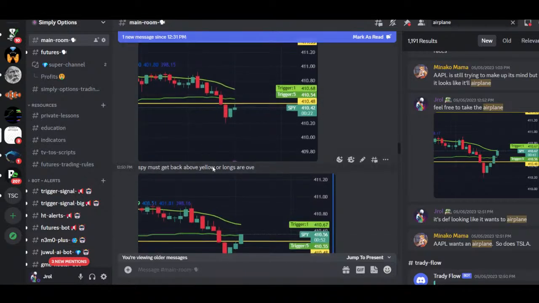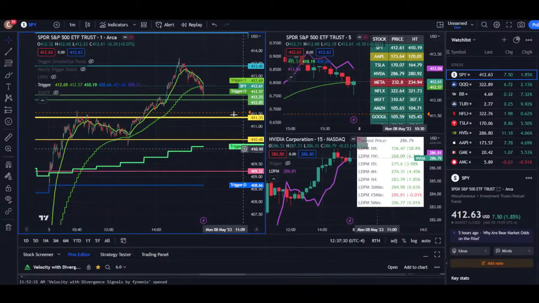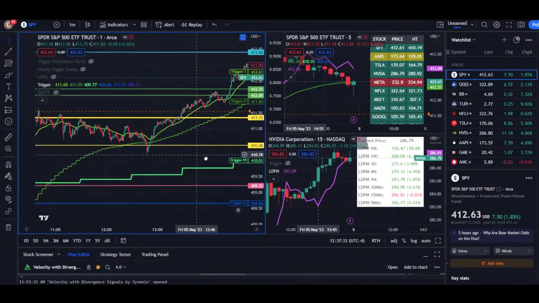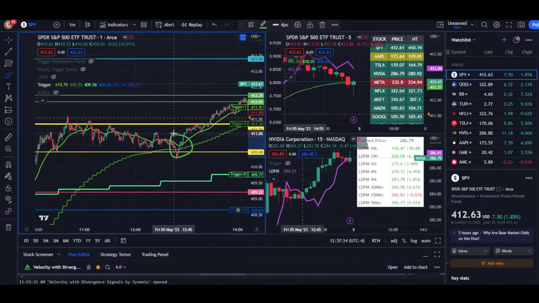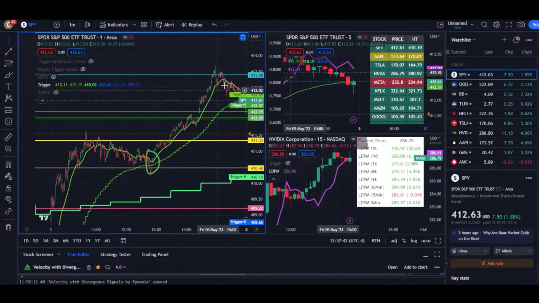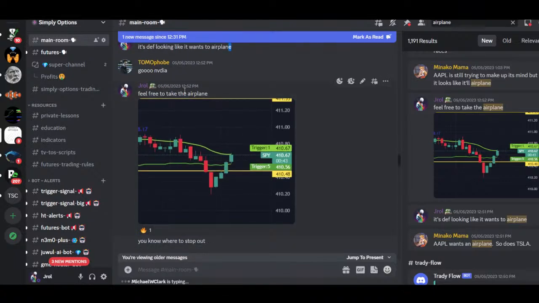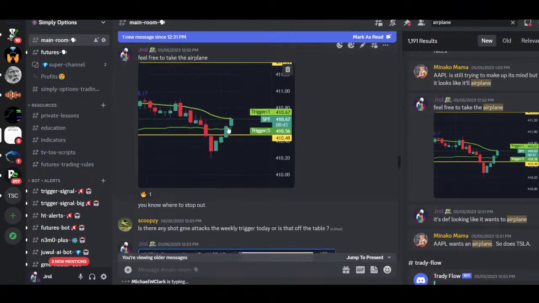I wrote SPY, it looks like it wants the airplane. Airplane is when this 1 minute trigger right here comes down to the 5, and then price moves back above both of them, like this. You guys could see the 1 minute trigger over here come down to the 5, and then price moves through it. That leads to spicy, explosive moves higher. We catch these all the time. So you can see I wrote, it definitely looks like it wants the airplane, and then I wrote, feel free to take the airplane as soon as it broke above here, and you know where to stop out, because once we take airplane setups, we stop out below the 5 minute trigger.